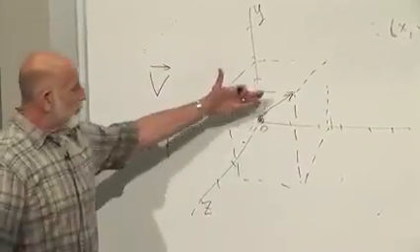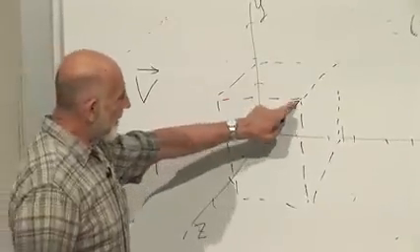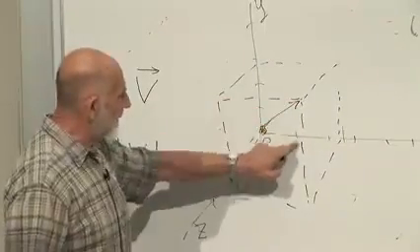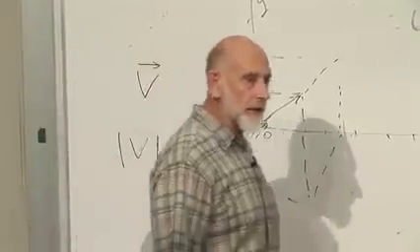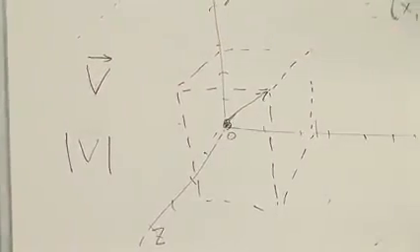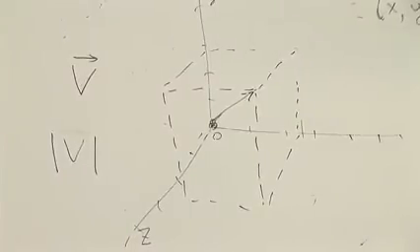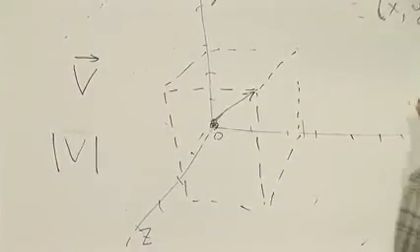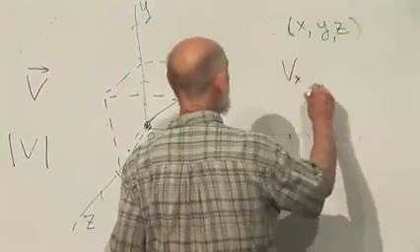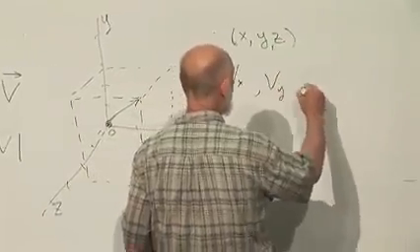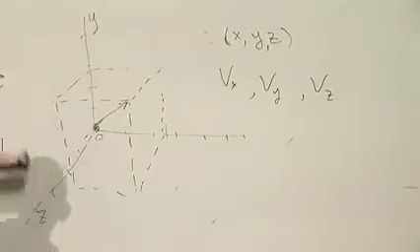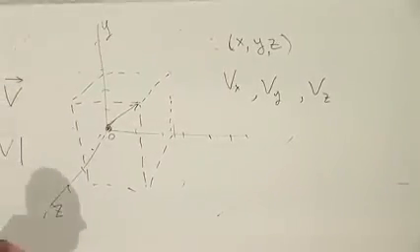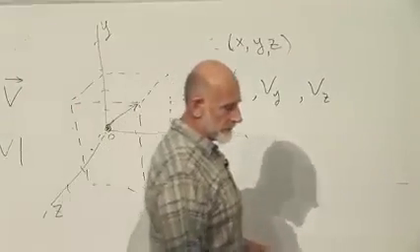Okay. We drop a perpendicular from the tip of the arrow to each one of the axes, and that lays off for us a distance along those axes, which are the 3 components of the vector. We'll call them Vx, Vy, and Vz. When I'm writing the components, I have no need to put the arrow on top of them. The components themselves are numbers.